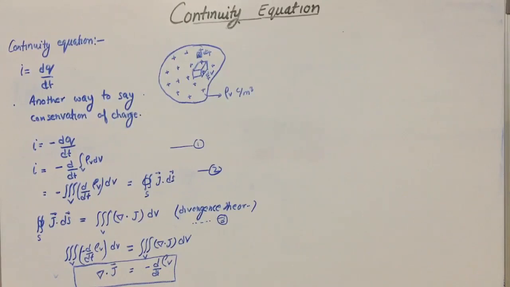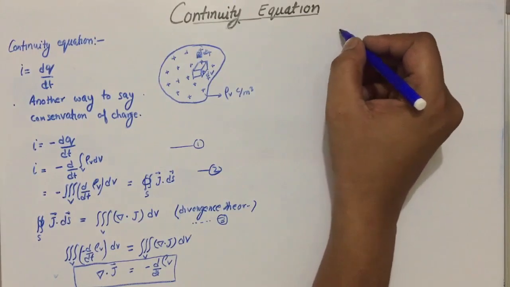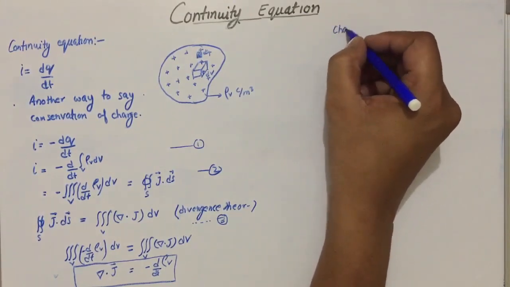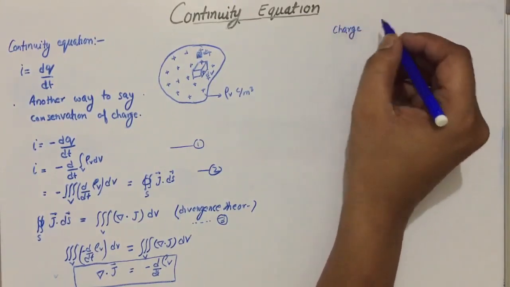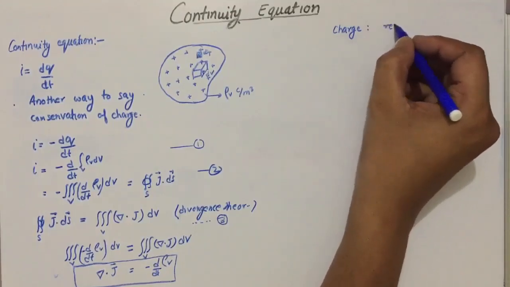Consider a case, for example, in a closed circuit when you are applying KCL. Then what about charge? It remains constant.